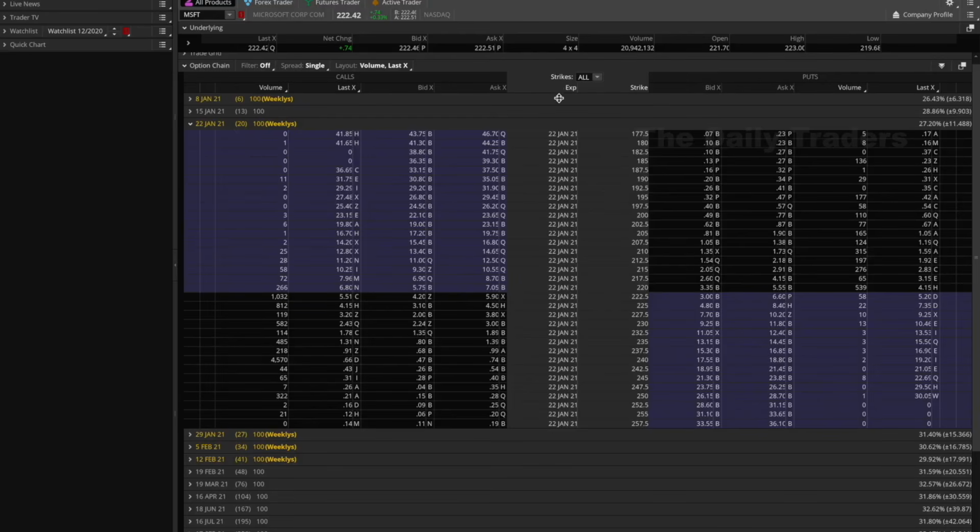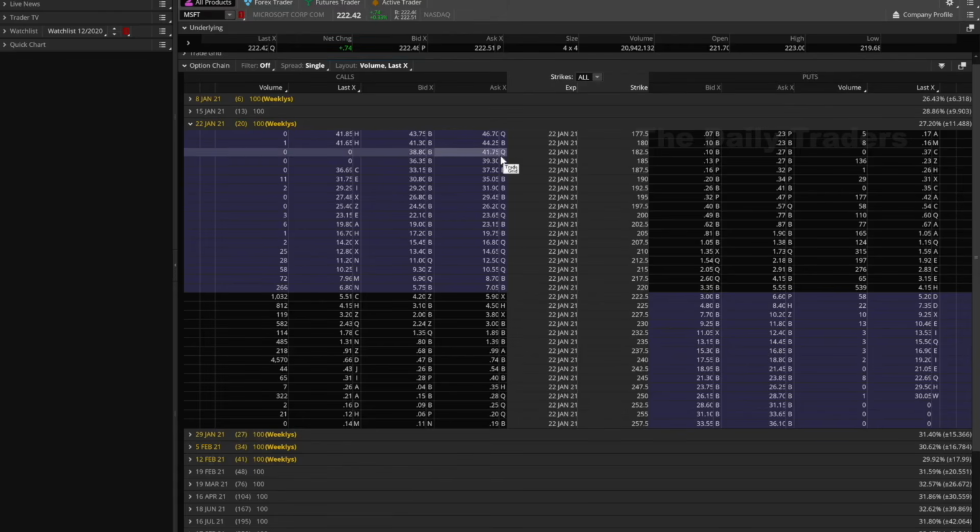In the middle, right here, we've got our expiration date. These are the January 22nd calls. As you can see, I picked right here. And then on the right, we've got our strike price. For example, $220, $222.5, $225. On the left side, these are calls. And then on the right side, these are puts.